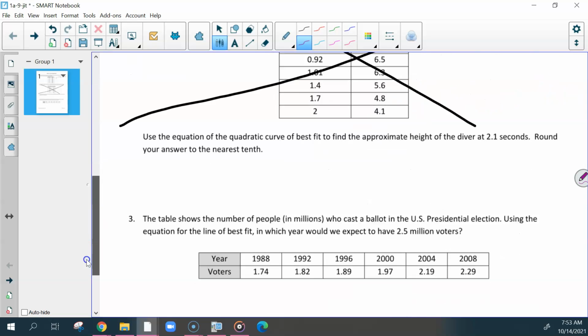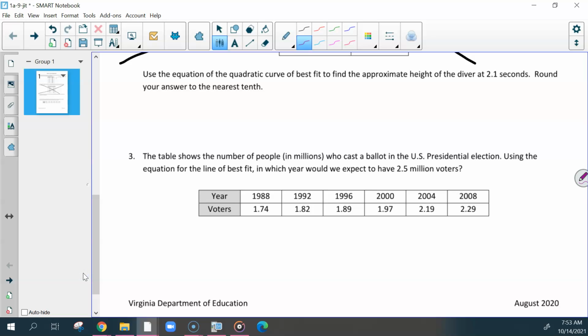The last one, remember anytime it says years, you need to change it. The first is always 0, and then every year after that is how many years has it been since. So these should be 4, 8, 12, 16, and 20. So these are the numbers you're putting in along with these decimals, not the actual year.